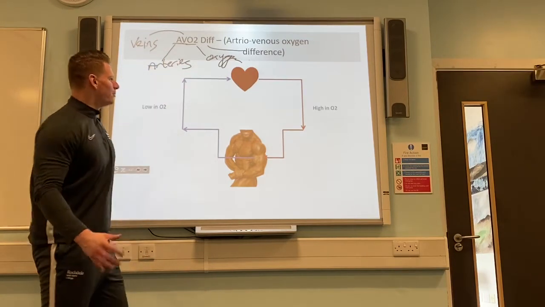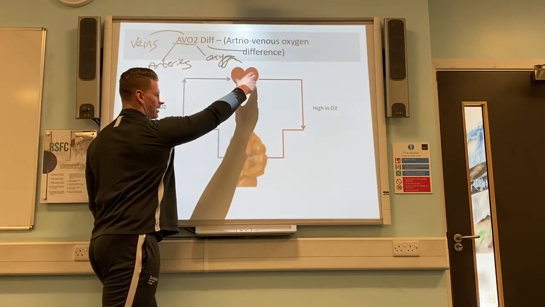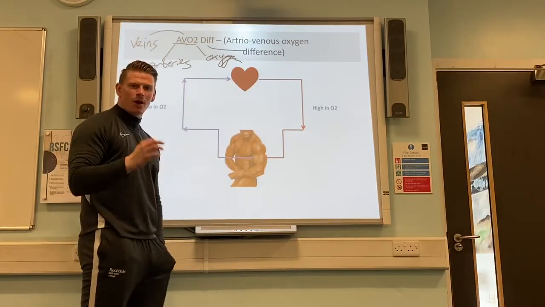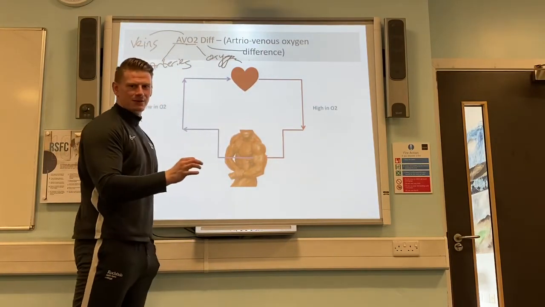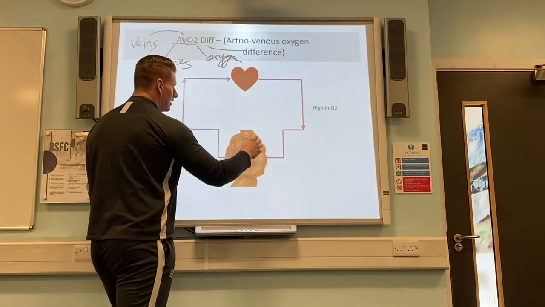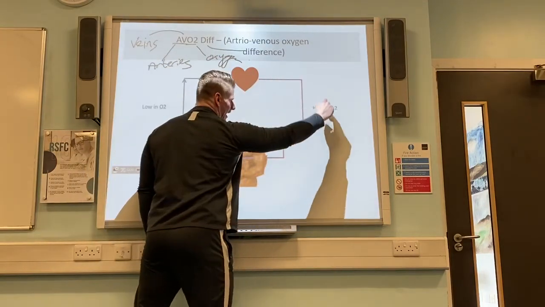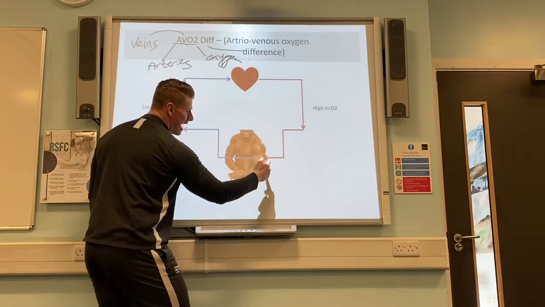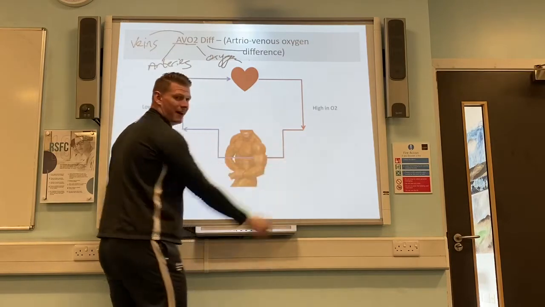So we're looking here at the heart. We're looking at the difference in oxygen content between the blood in the arteries and the blood in the veins. So coming out of our heart here, going to my massive gun, there's going to be oxygenated blood.